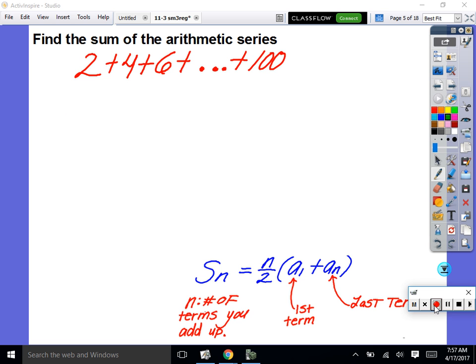Notice in this example, we have 2, 4, 6, plus dot, dot, dot, plus 100.